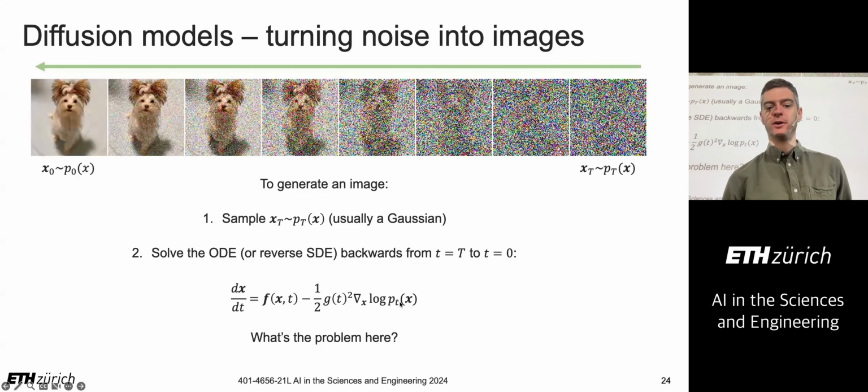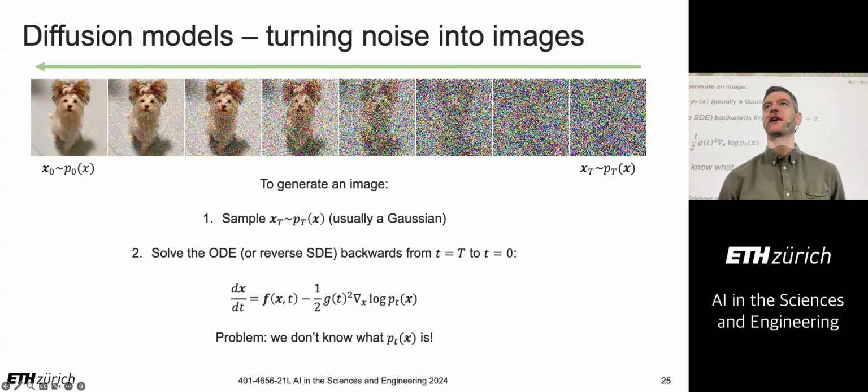We don't know what pt of x is. This is some super complicated function. Well, we know it here. We know that this is a Gaussian, but we don't know it anywhere else. This is a really complicated function that we'll probably never be able to express analytically. So what do you think we can do? How can we get around this?